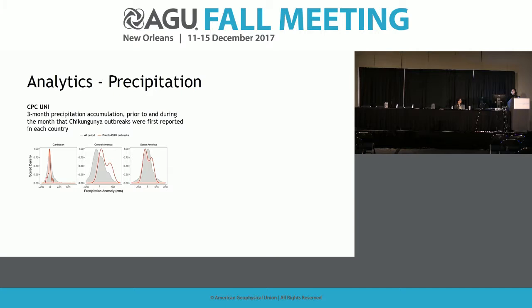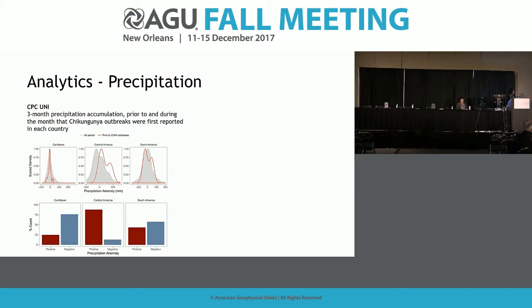However, when we look into precipitation, we don't see any uniform pattern. We use the CPC unified data, and this is the 3-month precipitation accumulation prior to and during the month that chikungunya outbreaks occurred. In the Caribbean, we see a similar distribution. In Central America, we see wetter conditions, whereas in South America, we see a little shift to drier conditions.